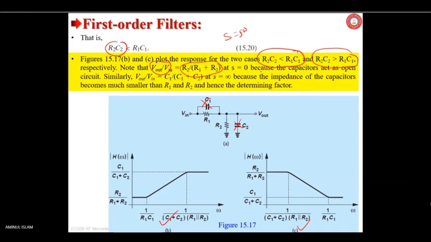R1 plus R2. And similarly, Vout by Vin equals C1 by (C1 plus C2) at H equals infinite, and frequency is very high. Is it understood? Yes, sir.